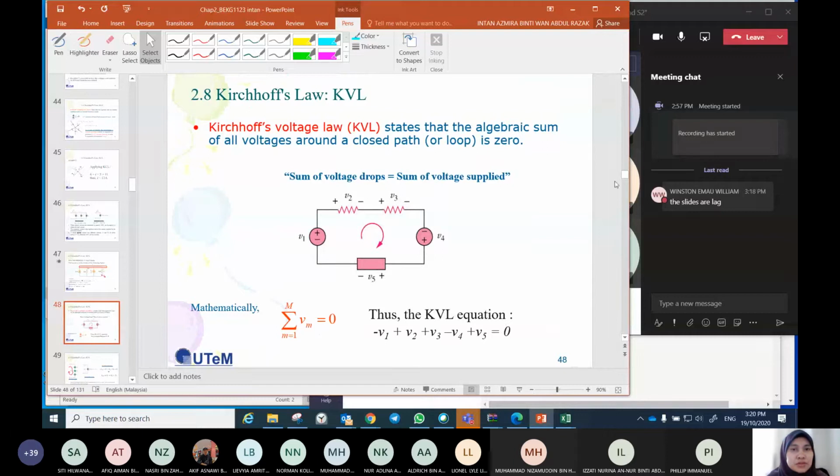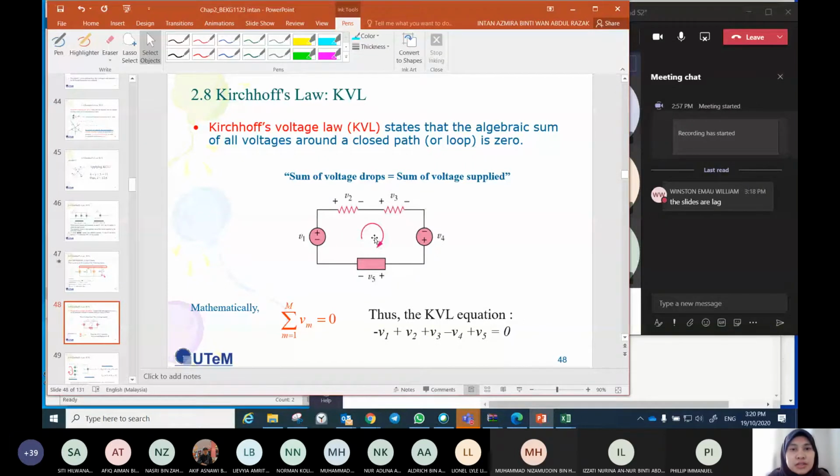Okay, we have two types of Kirchoff law, Kirchoff voltage law and Kirchoff current law. Kirchoff voltage law deals with the summation of voltage in a closed loop. So in KVL, summation of voltage drop is equal to summation of voltage supply. In this circuit, voltage supply is V1 and V4. Voltage drop is V2, V3 and V5.